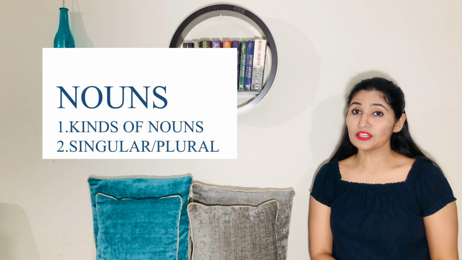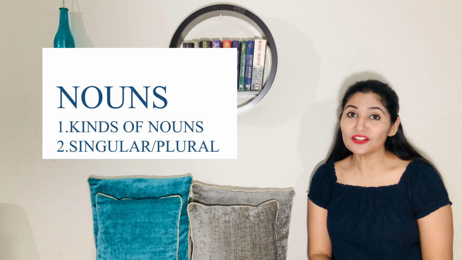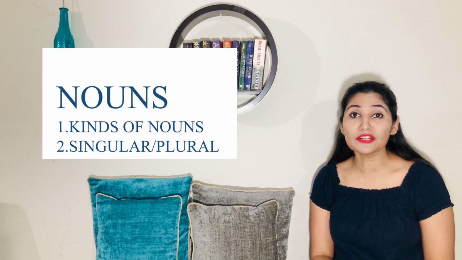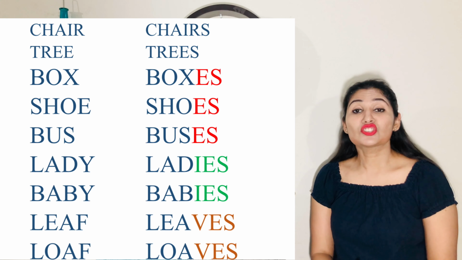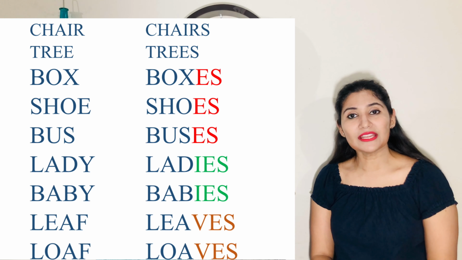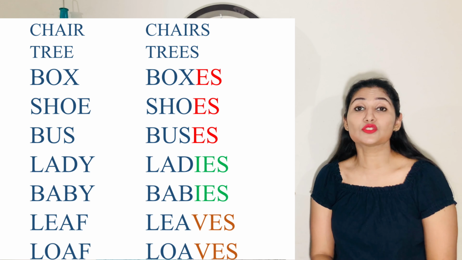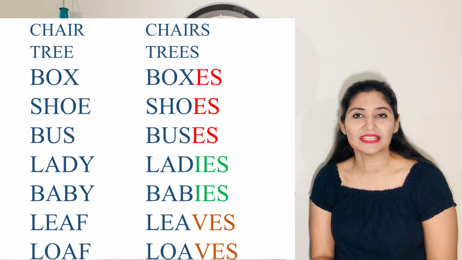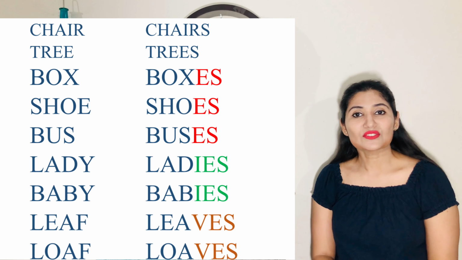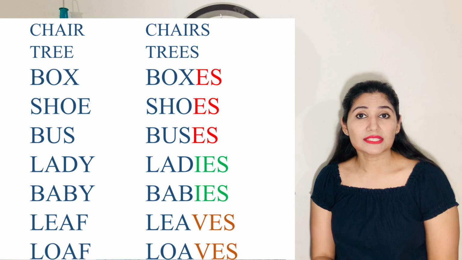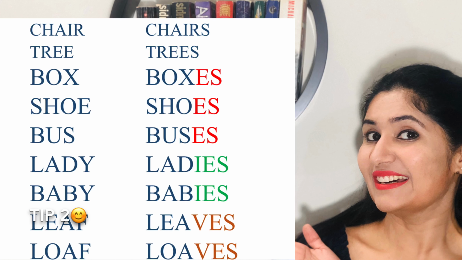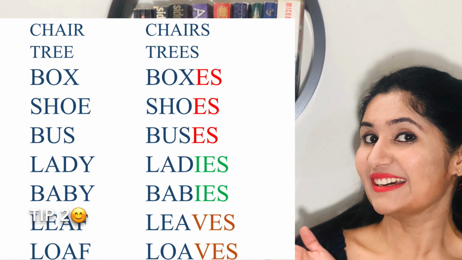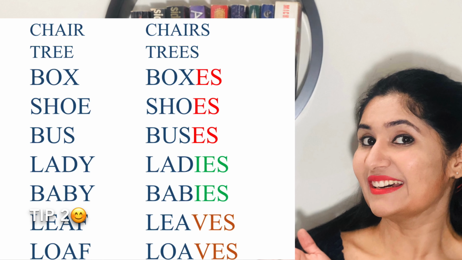Nouns can be singular or plural. Singular means one and plural means more than one. So if I say chair, then the plural is chairs. You just have to put an S in the end. Tree, trees. Box, boxes. It can be clearly seen that I have used ES after the spelling of box.